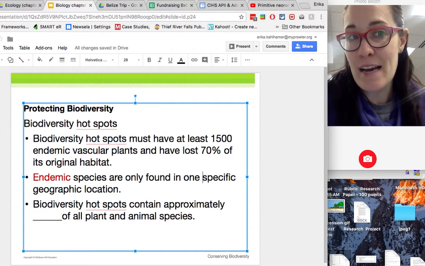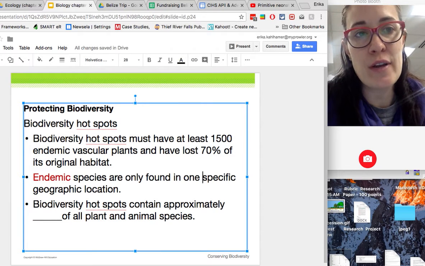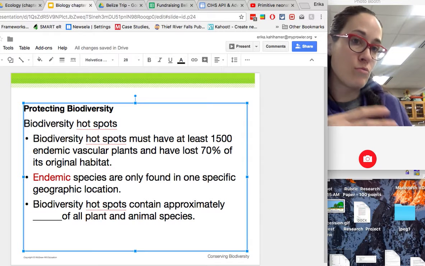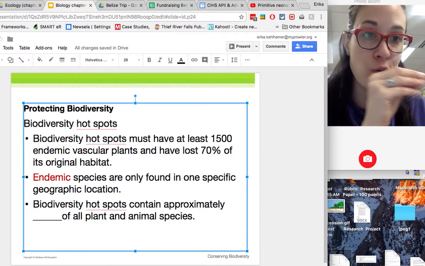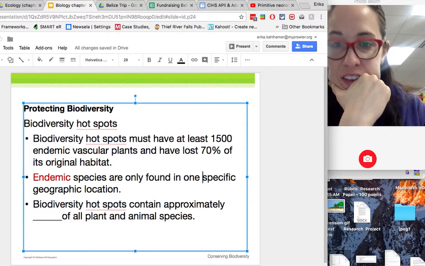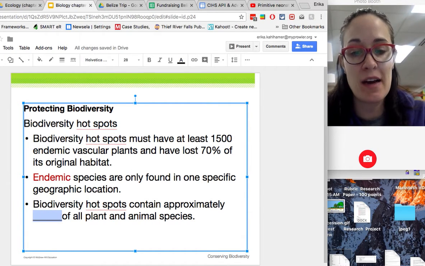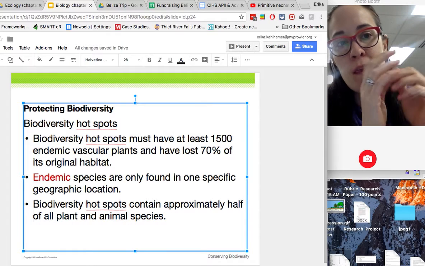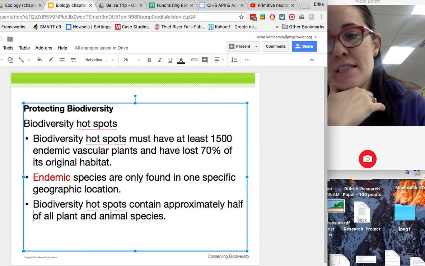Species that are endemic are only found in one specific geographic location. So a lot of times efforts are focused heavily on these endemic species because they're only found in this one spot. We want to protect this one spot. And the interesting thing about these hotspots, of all the plant and animal species in our world, these hotspots contain half of all the plant and animal species.